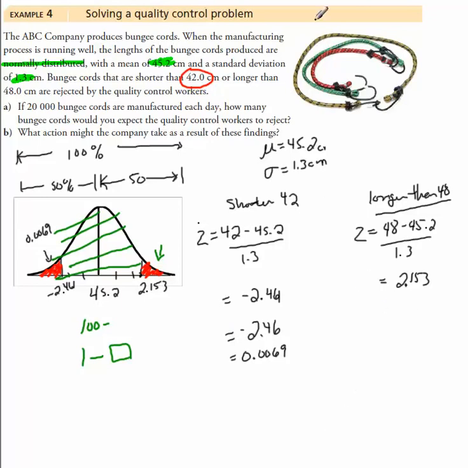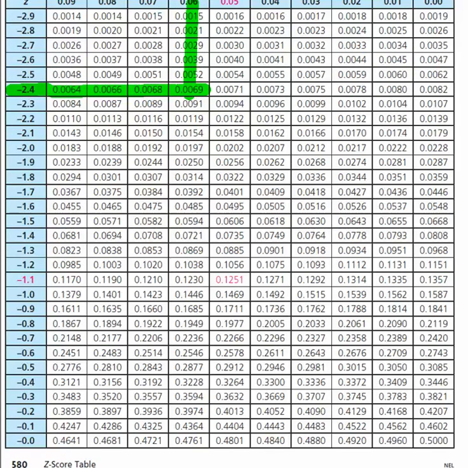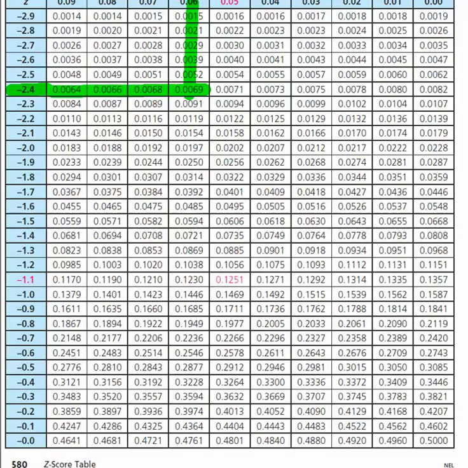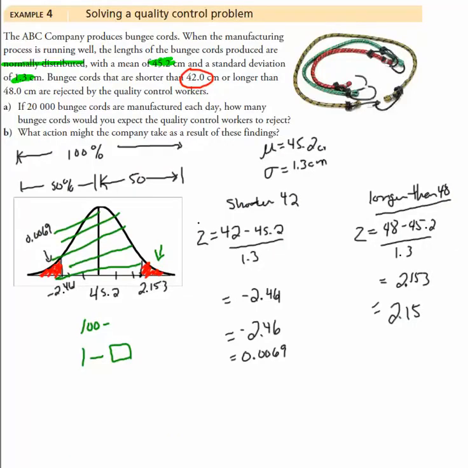So our z-score, rounding to 2 decimal places, is 2.15. So 2.1, we're to this row, and 5, we're into this column. So here's our intersection point, 0.9842.